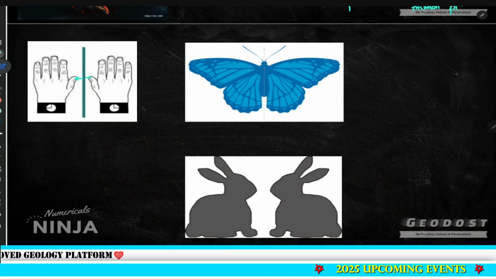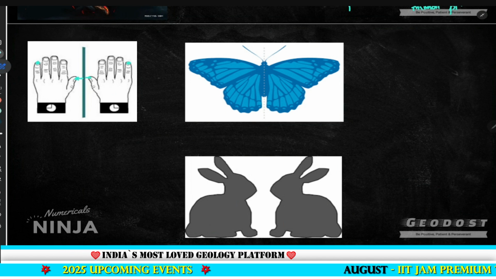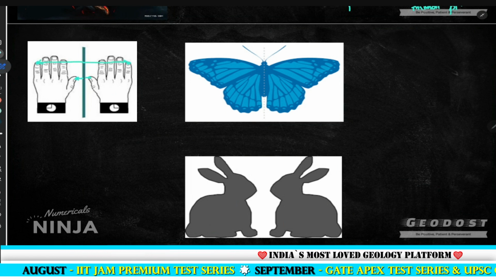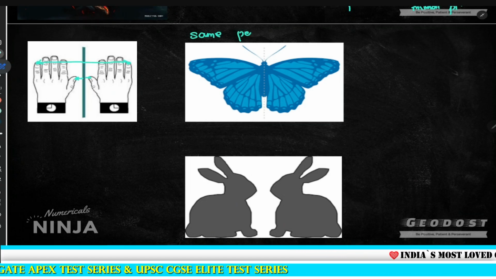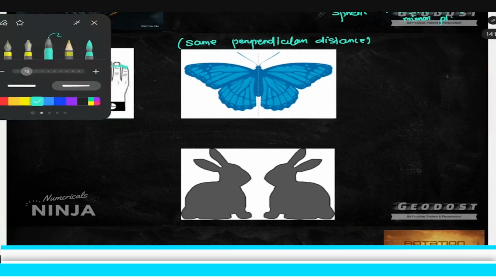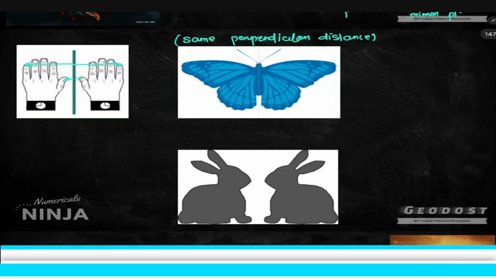If you are going to choose any object, अगर मान लो कि मैं ये nail को ये करता हूँ, तो this is going to be same distance, same perpendicular distance. Okay, so now here in these cases, what is going to happen? So in these cases, this is a butterfly. So in these cases, there is only one mirror plane.